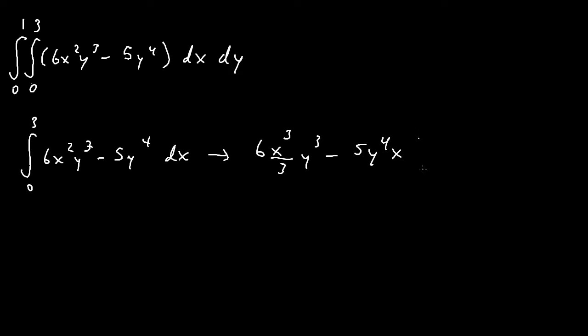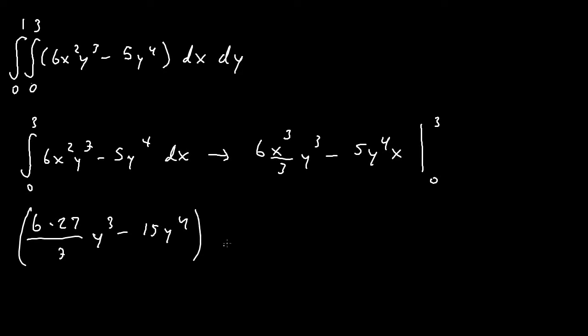So now we can go ahead and evaluate from the bounds, the x bounds of 0 to 3. So remember, I'm going to plug these bounds in for only x, because they are x bounds. So when I do that, I'll get 6 times 3 cubed, so 6 times 27 over 3 times y cubed minus, when I plug in 3 for x, we get 5 times 3, 15, y to the fourth, minus, when I plug in 0, we'll just get 0 minus 0.